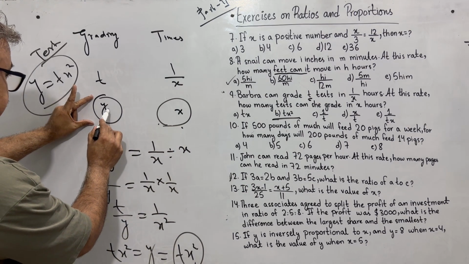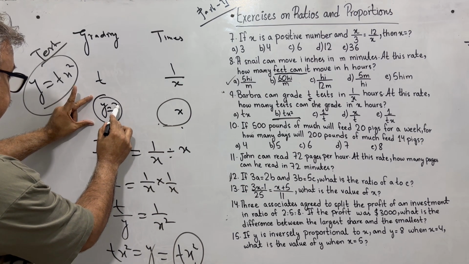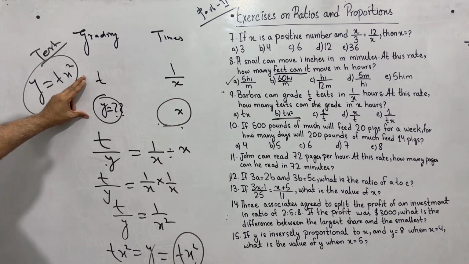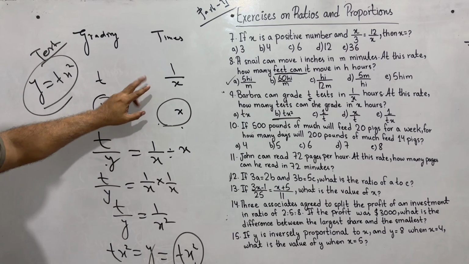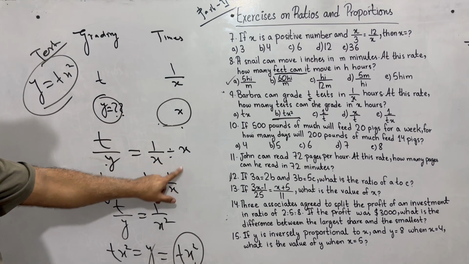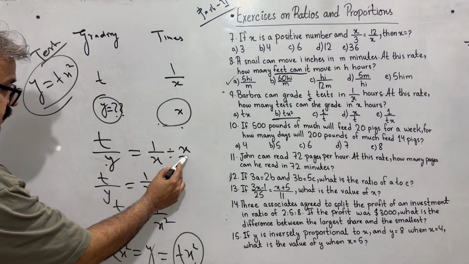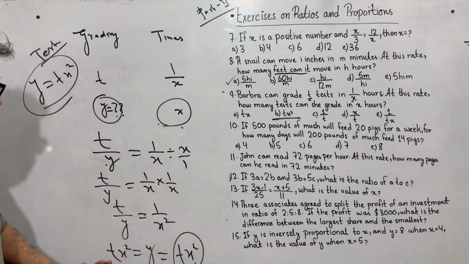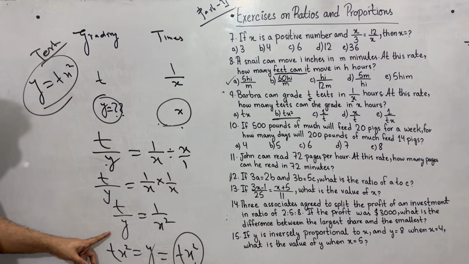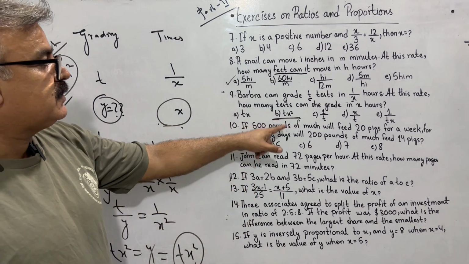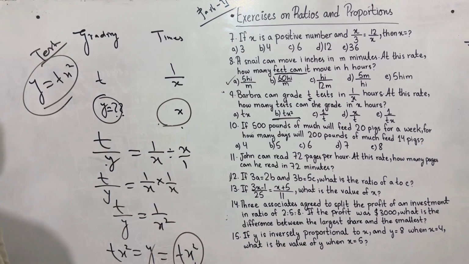How many tests? Question mark, I have introduced y. Direct ratio: t over y is equal to 1 over x divided by x. To simplify, 1 over x is also 1 over x times 1 over x. So t over y is equal to 1 over x square. Solving for y, shift y here, tx square here. tx square is equal to y. So she can grade tx square tests in x hours.